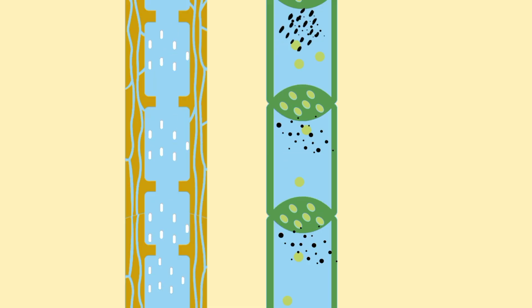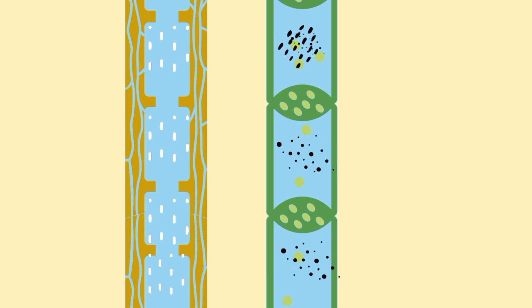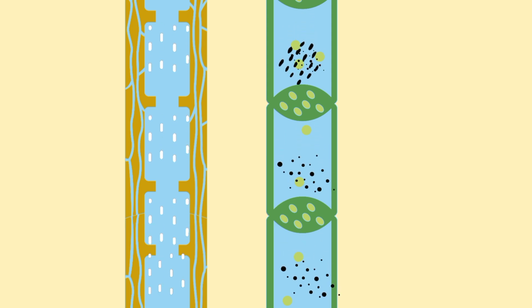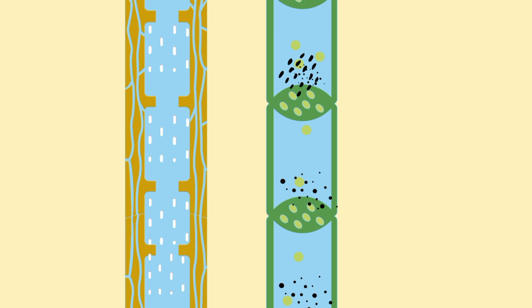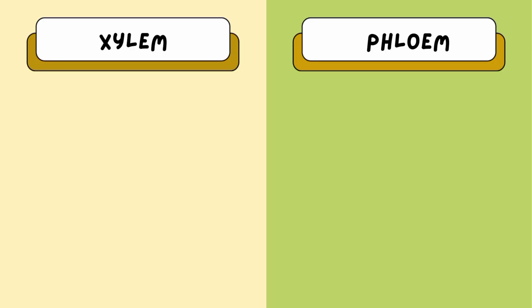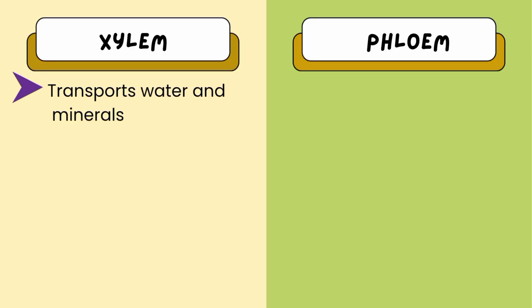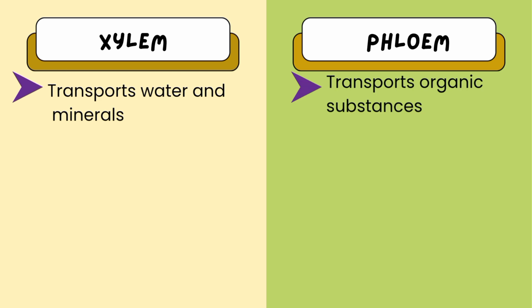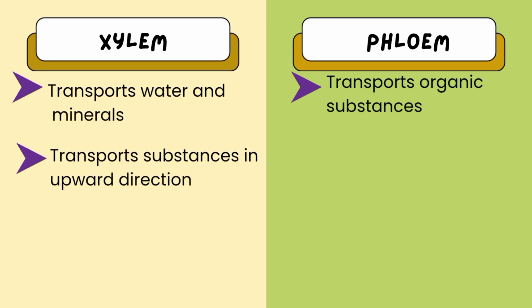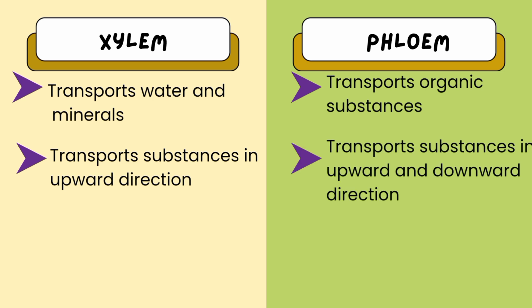Now that we have learned how substances are transported in both the xylem and the phloem, let's compare these two tissues for better understanding. First, xylem transports water and minerals, while phloem transports organic substances. Xylem transports substances in upward direction from root to leaf. In phloem, substances are transported in both upward and downward direction.